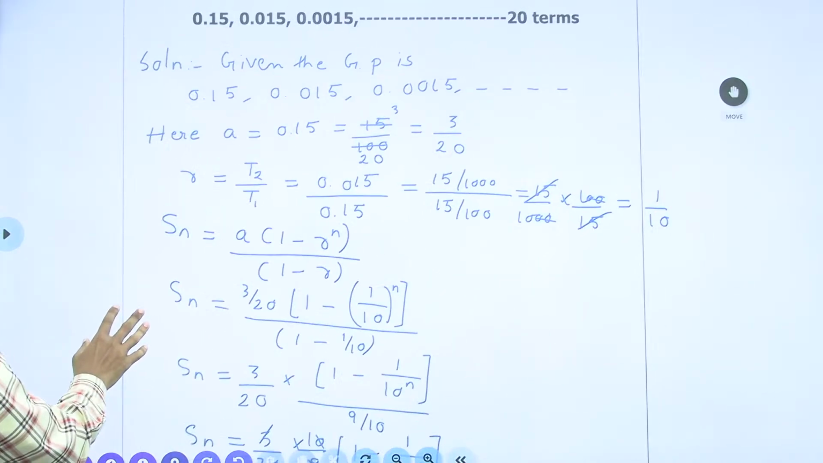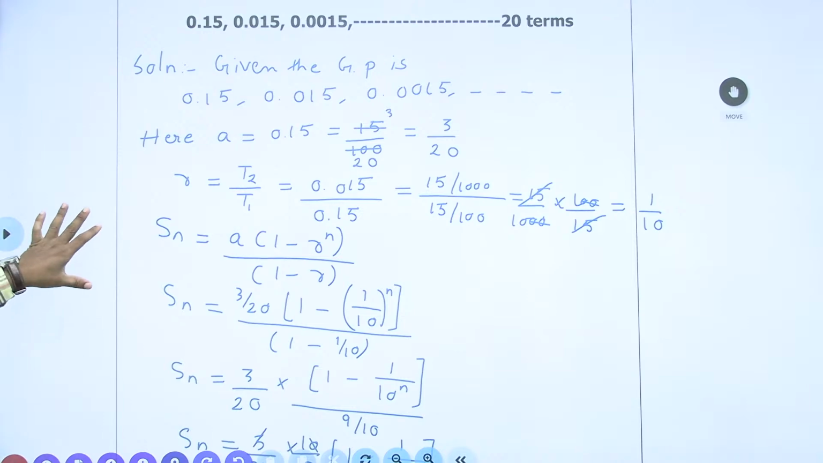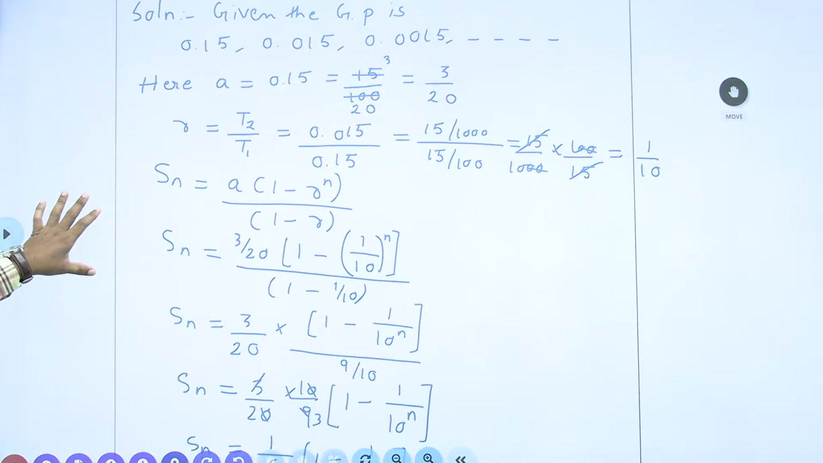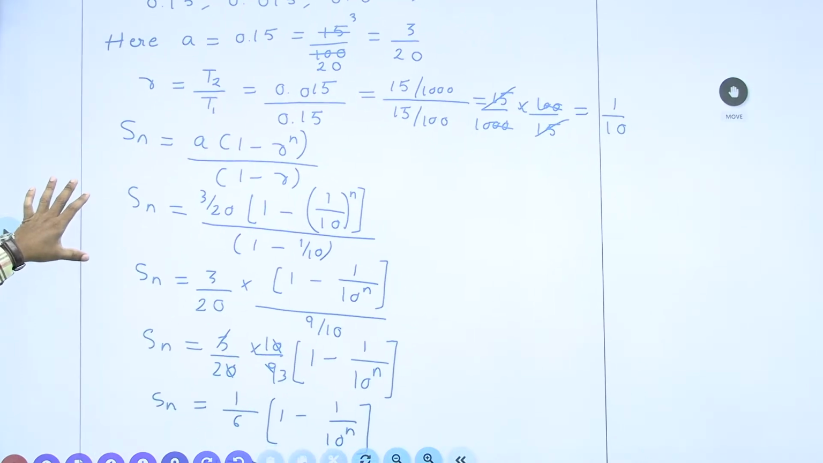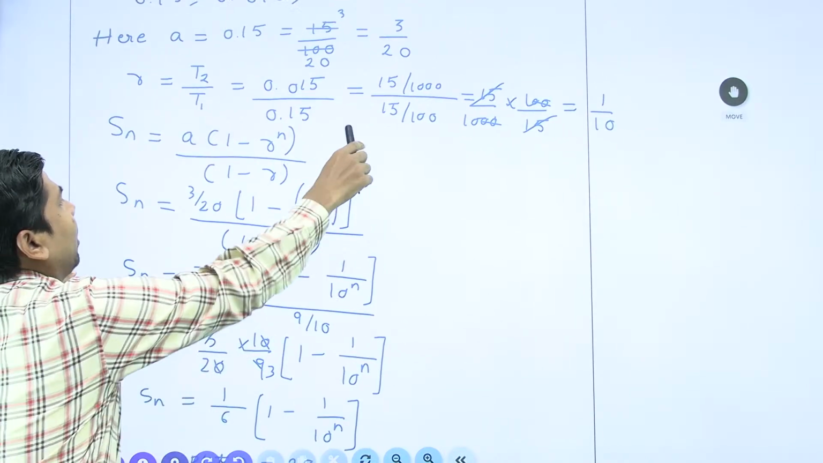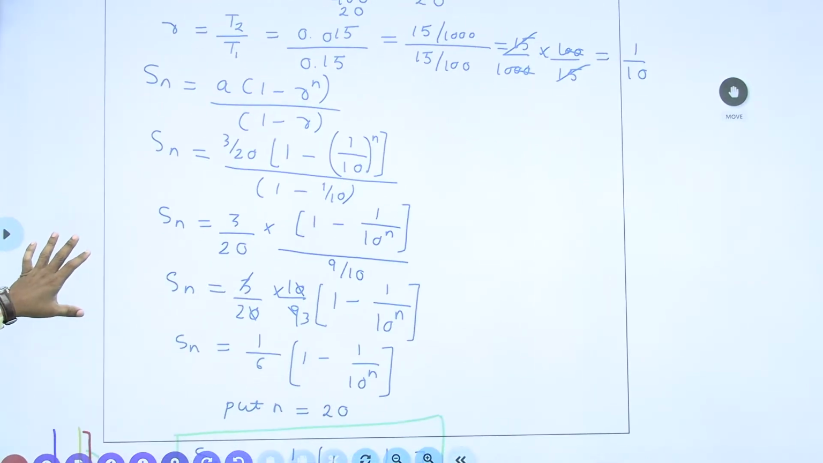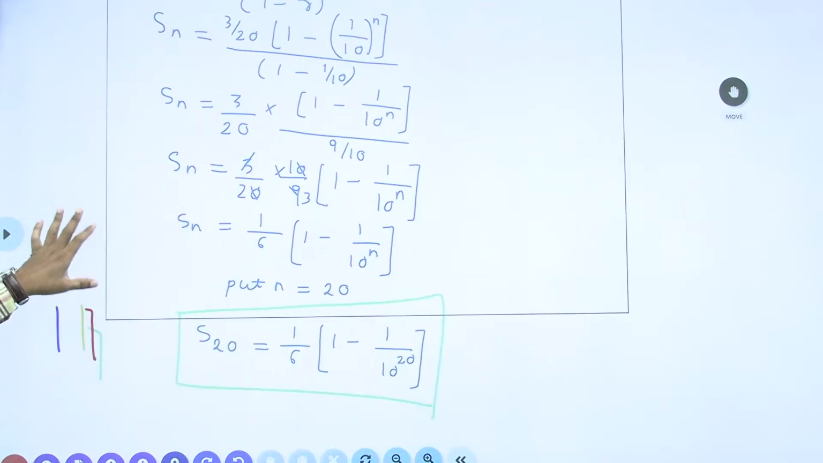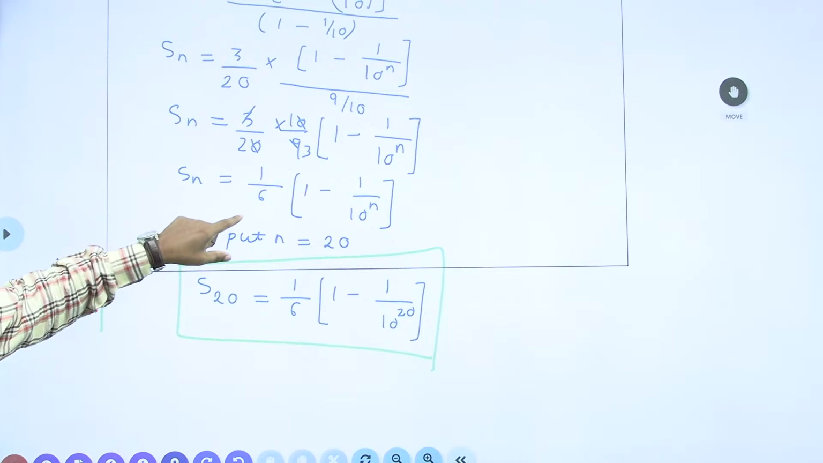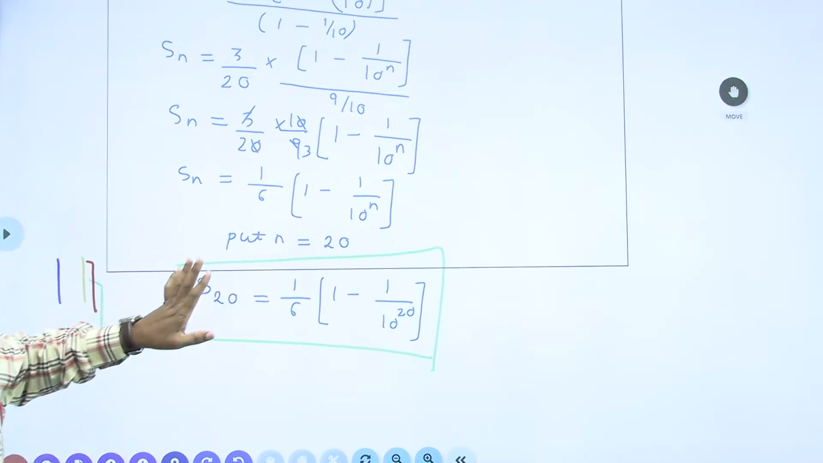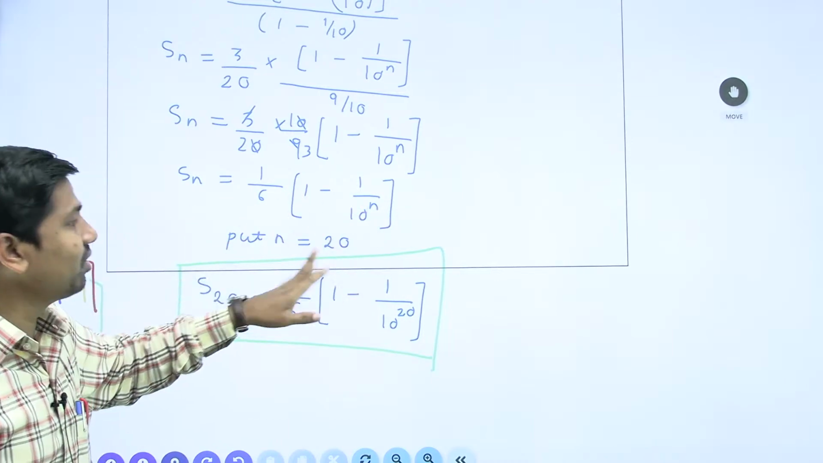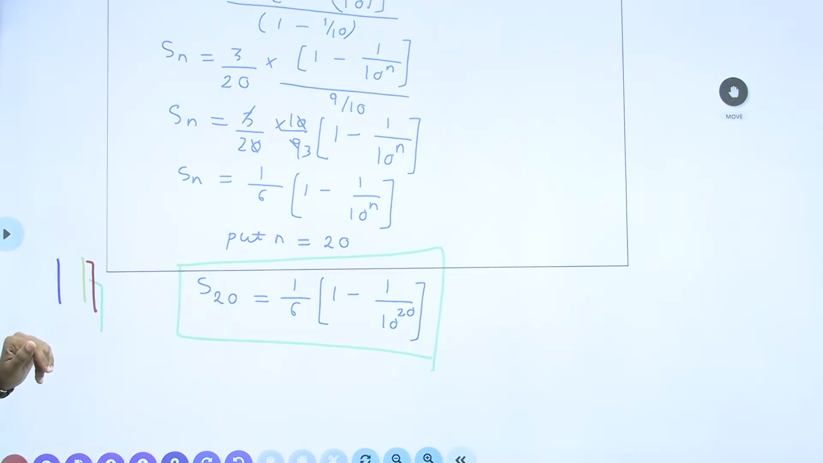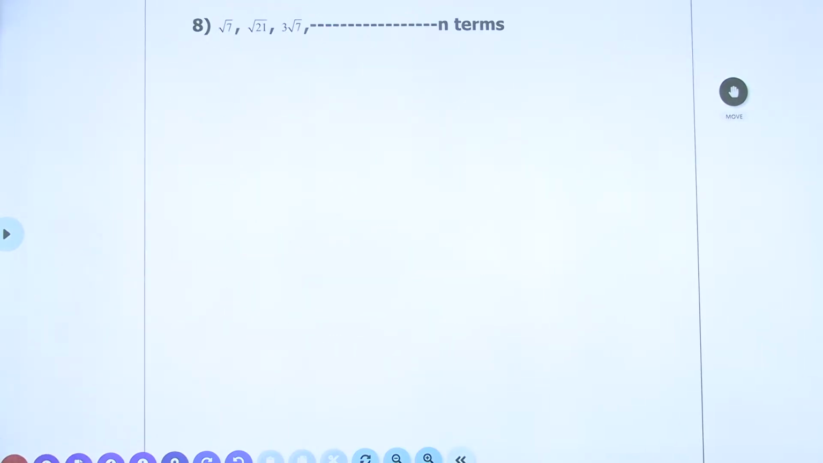So this was the given question, 0.15, 0.015, 0.0015. So we got a as 3 by 20, r is 1 by 10. By using the formula a into 1 minus r to the power n divided by 1 minus r, Sn for a GP, replacing the a value and r value and substituting, we got 1 by 6 into 1 minus 1 by 10 to the power n. So replace n equal to 20, that gives S20 for the given GP. This was the 7th question. Let us go for the next question, the 8th one.